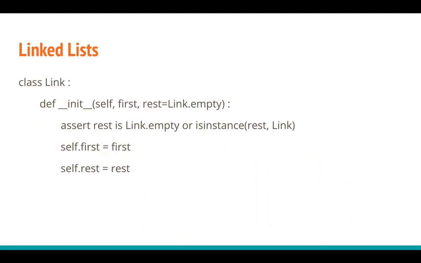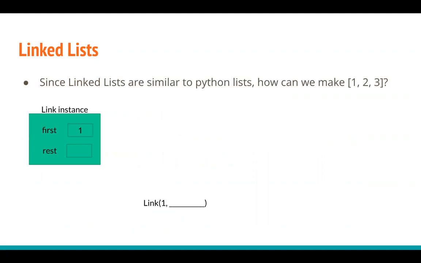So here's the class definition. You can see we have the constructor as usual. Rest equals link.empty is set as a default if you don't give it a rest when initializing the list. So we assert rest is link.empty or isinstance(rest, Link). And you have self.first equals first, self.rest equals rest.